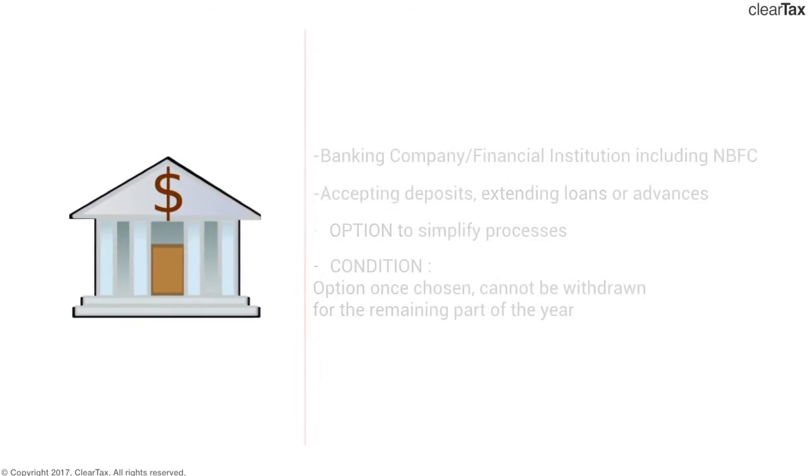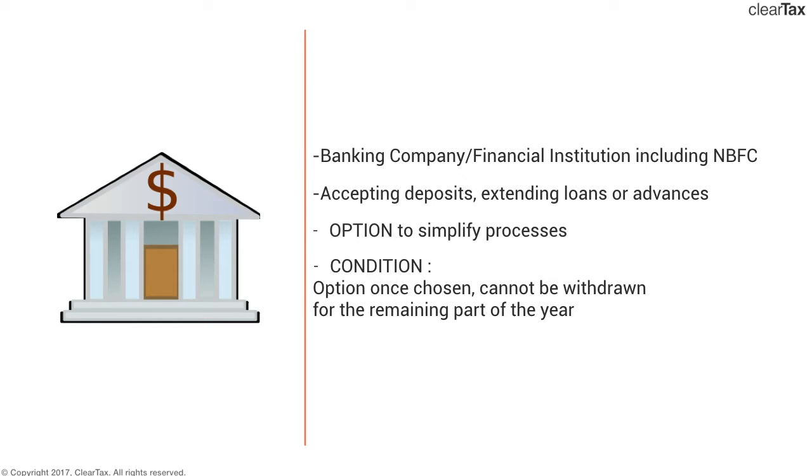Now, there's a condition attached. This option does not come for free. There's a condition, but it's a very simple condition. Once a bank chooses any of these options, it cannot be withdrawn for the remaining part of the year. The bank will have to follow the chosen option for the entire period. And so that was what proportionate credit was all about.